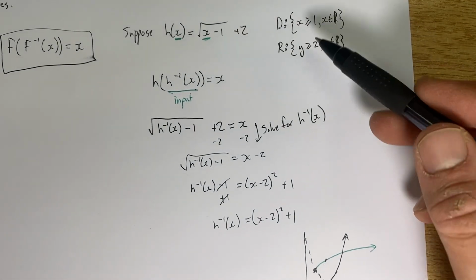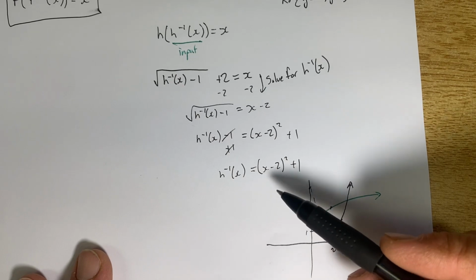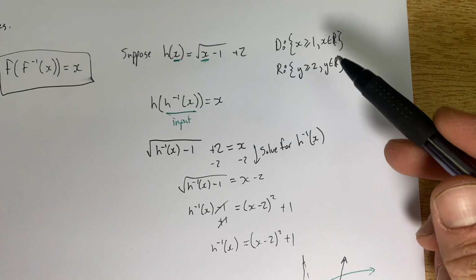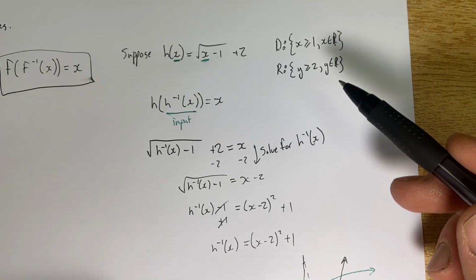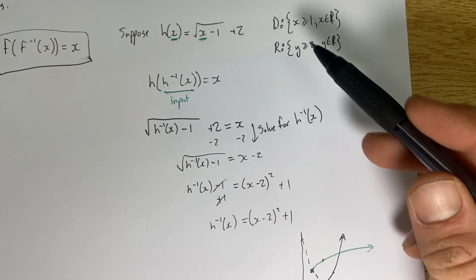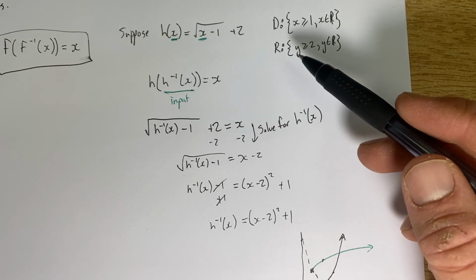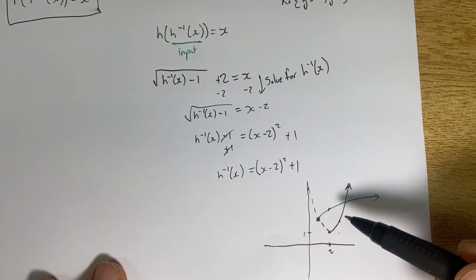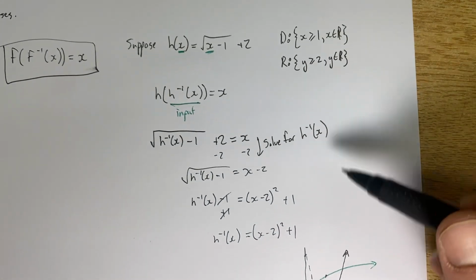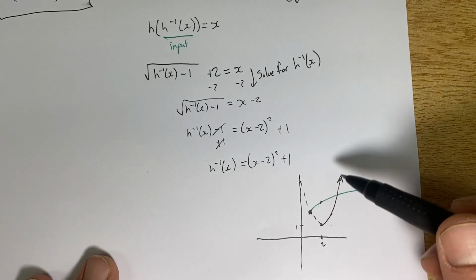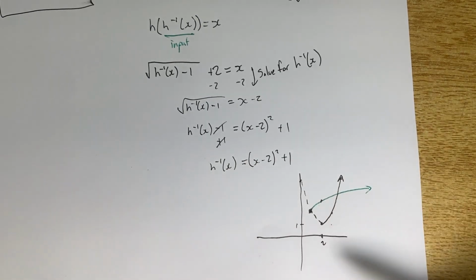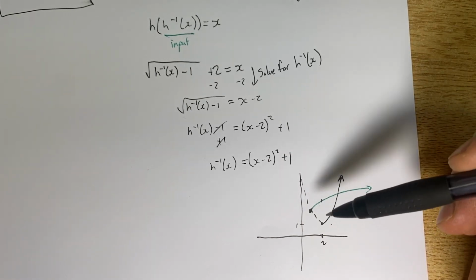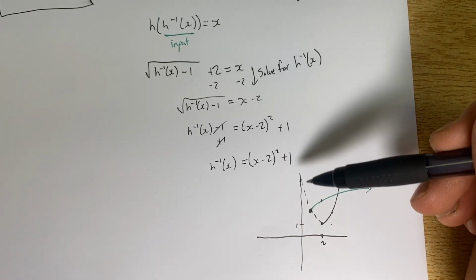Because this domain was restricted, I'm actually going to have a restricted domain and range of my inverse as well. So the domain and range of my original function will reciprocate, they'll flip, and I'll now have a domain of x is greater than or equal to 2, which I see here, and a range of y is greater than or equal to 1, which I see here. So when I apply my algebraic inverse rule, I have to keep in mind that it's going to flip the domain. I may not actually have the entire thing shown here.